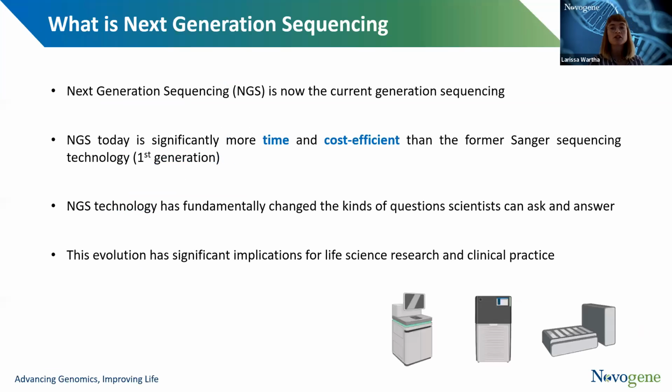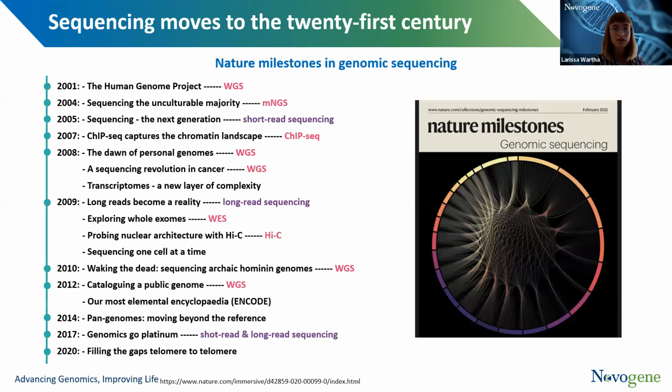So let's start off with the question of what is next generation sequencing, or NGS. NGS is now the current generation of sequencing. It is more time and cost efficient than standard sequencing and has fundamentally changed the questions we can ask and answer as scientists. Thinking about genome sequencing, the first draft of the human genome was published in 2001. And since then, there have been considerable advances in the field. This is actually really nicely summarized in the Nature Milestone article, and if you're interested, please feel free to have a look.